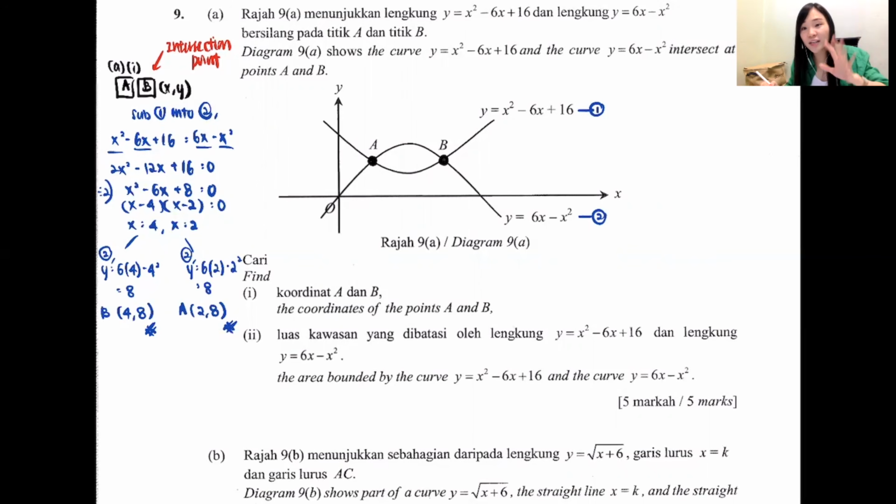Every single time after you get the answer, you can update your diagram. So guys, this part will be A, which is 2, 8. This part 4, 8, which makes sense because 2 should be in front of 4. Correct? If you guys understand this, let's go on to the second part.